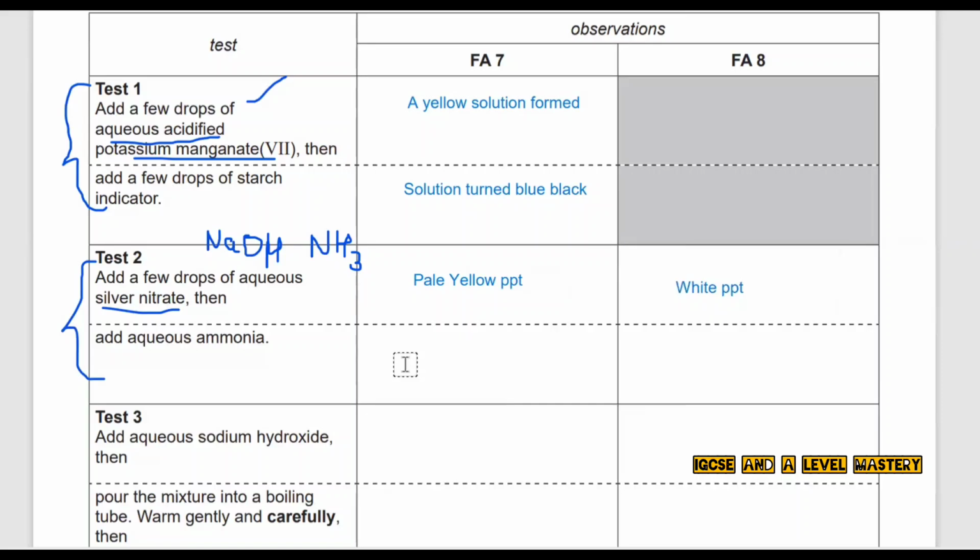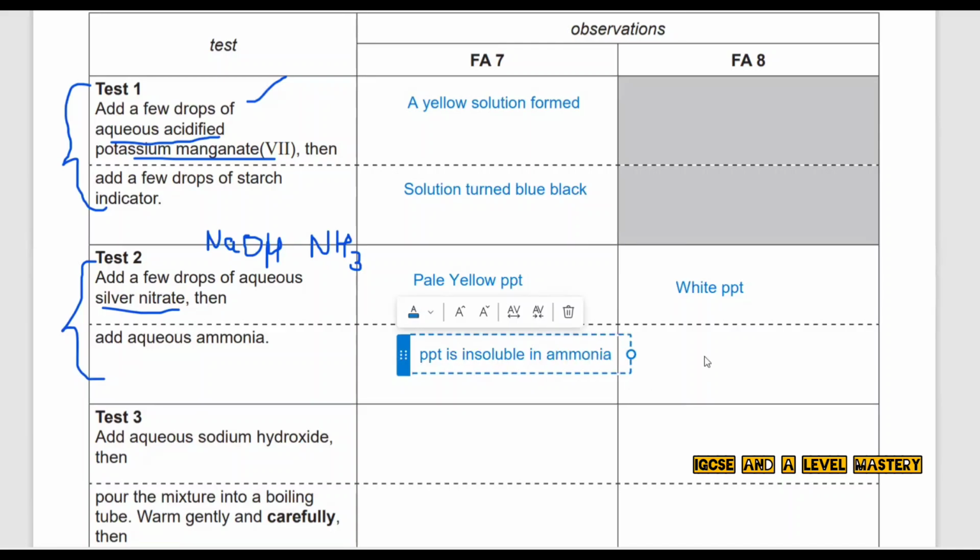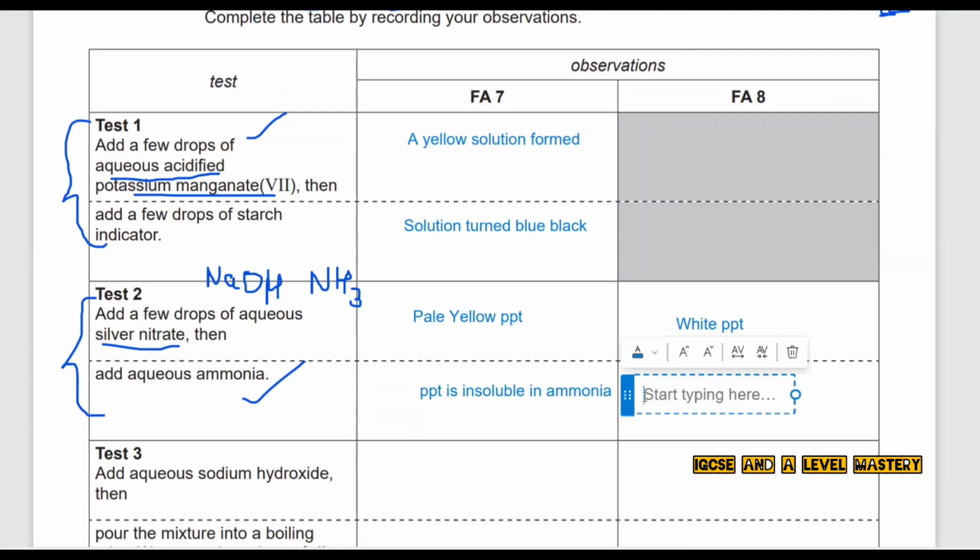Now, to do the confirmatory test, that is by adding ammonia, I was able to see that the precipitate for Fa7 is insoluble in ammonia. And when I did the same test for Fa8, I was able to see that the precipitate is soluble in ammonia. So these were the results that I obtained during the test.